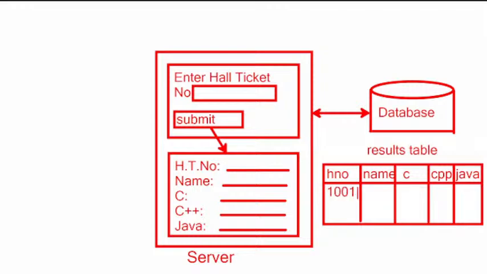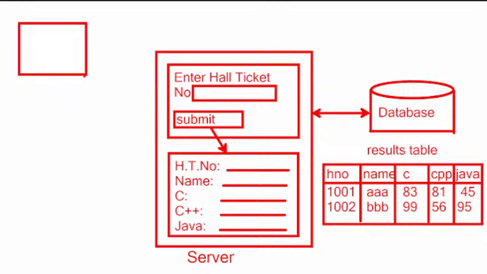See, hall ticket number, name of the candidate, marks of the candidate. Okay, like this we have. Just assume, now, these applications, any number of people at a time from any corner in the world can access.